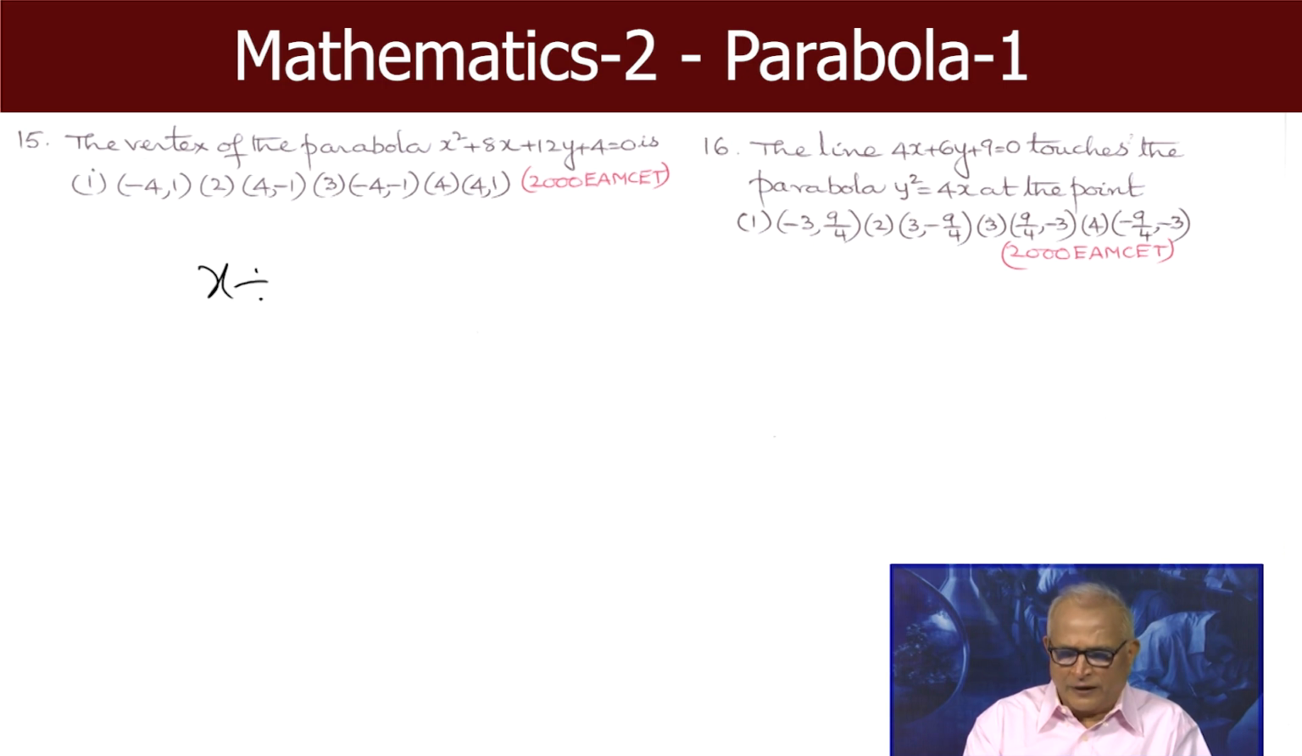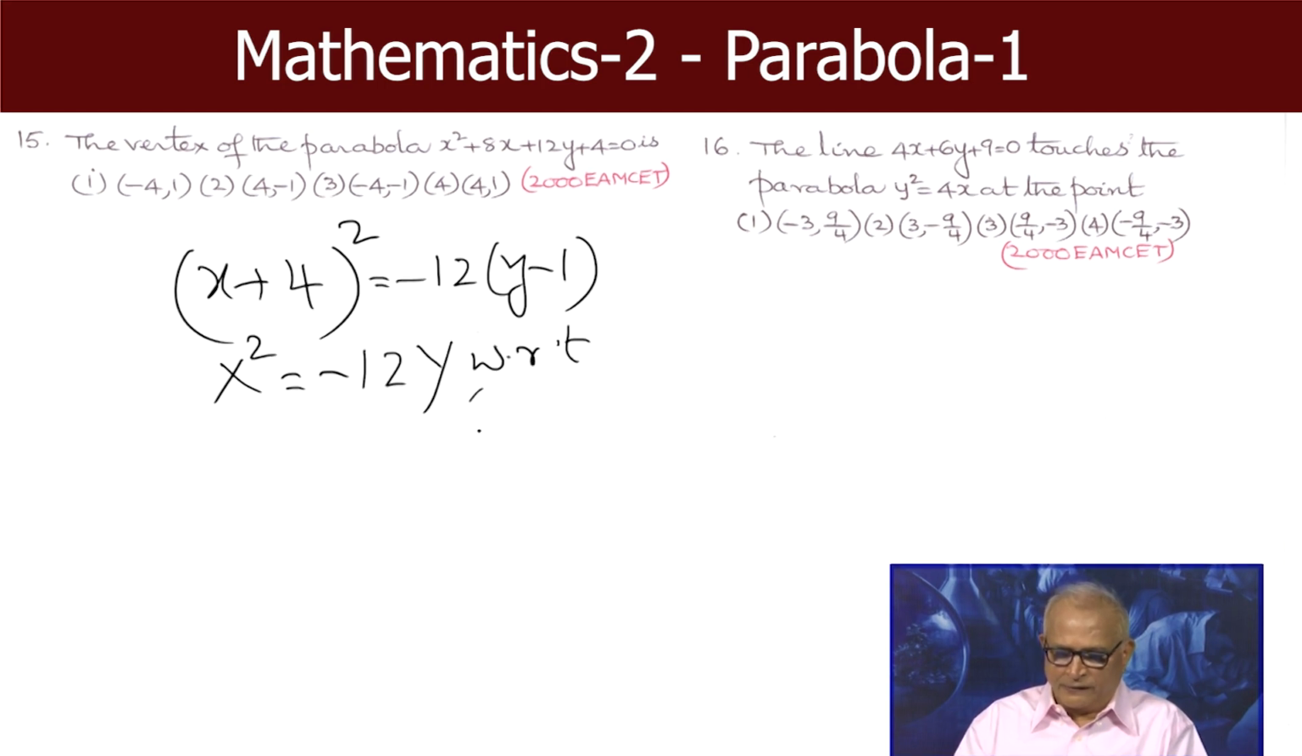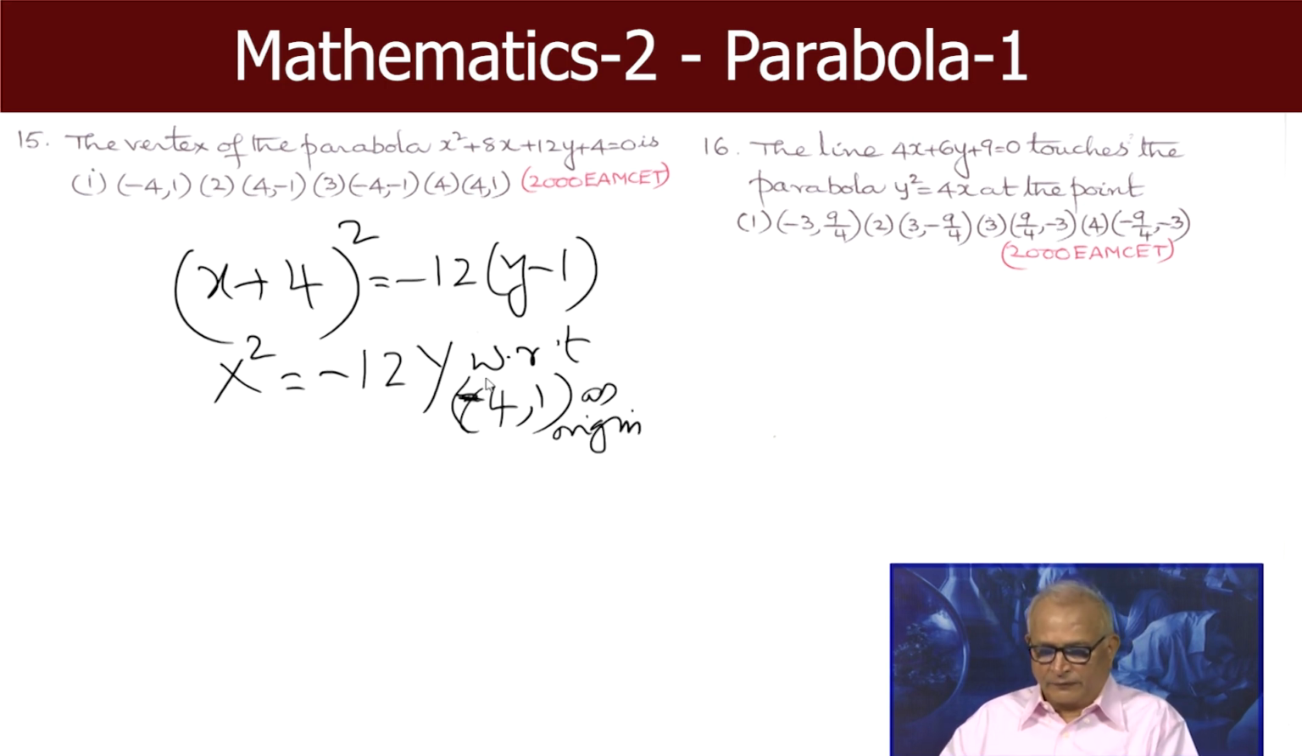The equation is (x plus 4) whole square, and 16 means we need to add 12. So minus 12 into (y minus 1), or x square equal to minus 12y with respect to (minus 4, 1) as origin. Now, what is the vertex of the parabola? It is the origin in the new coordinate system, which is the same as minus 4 comma 1.